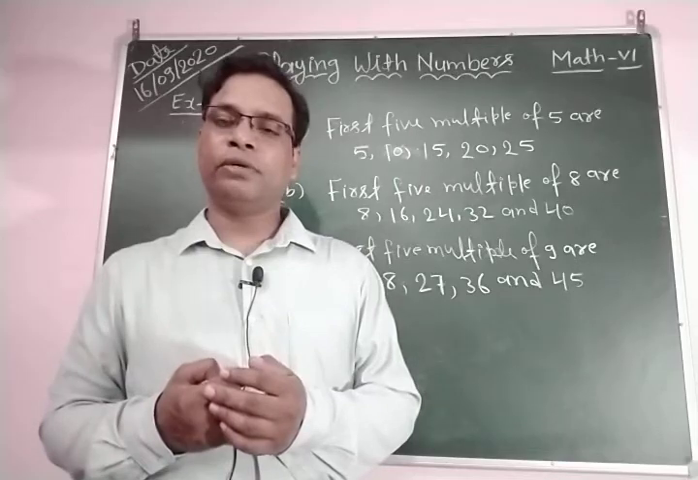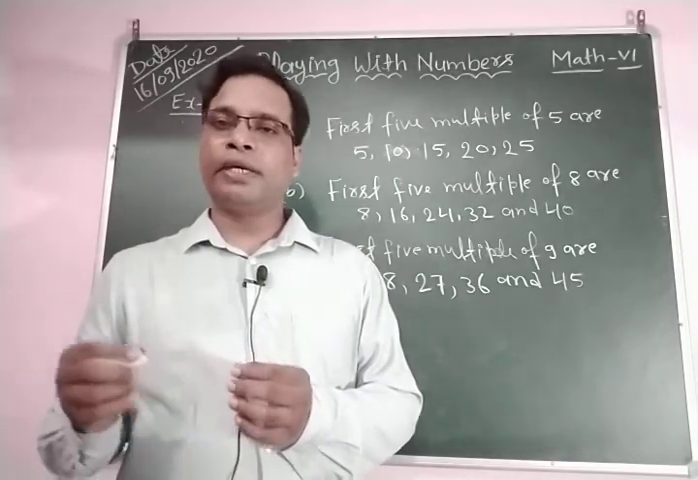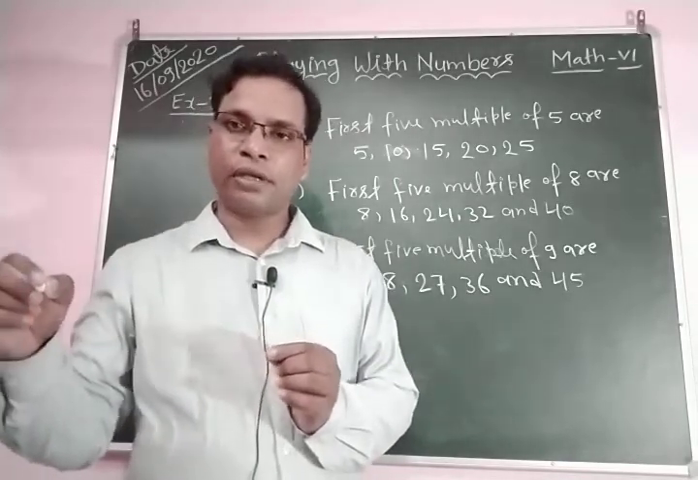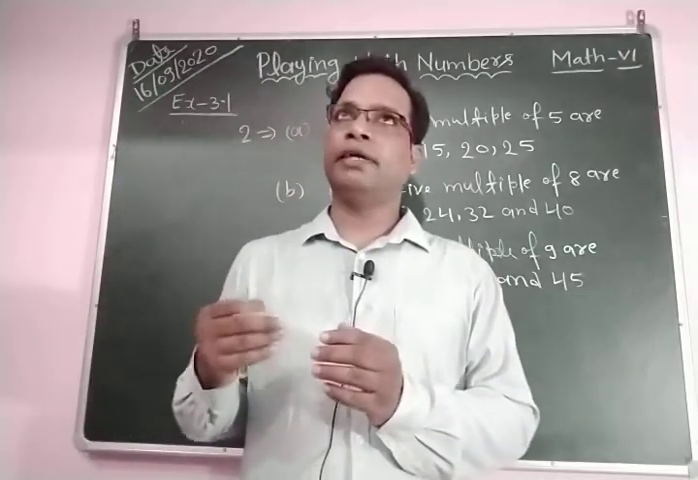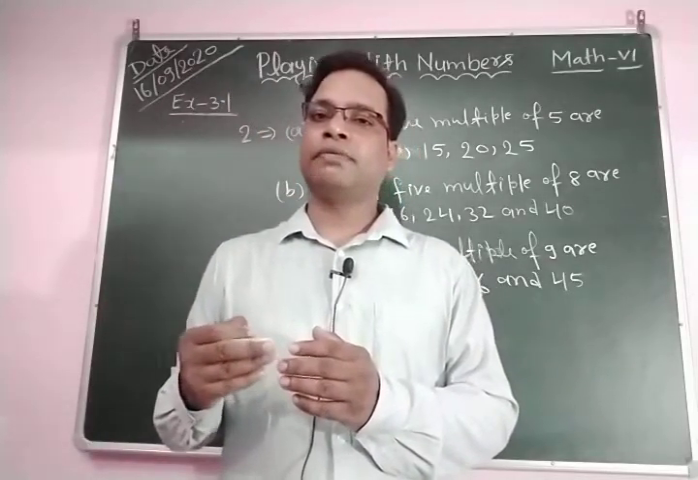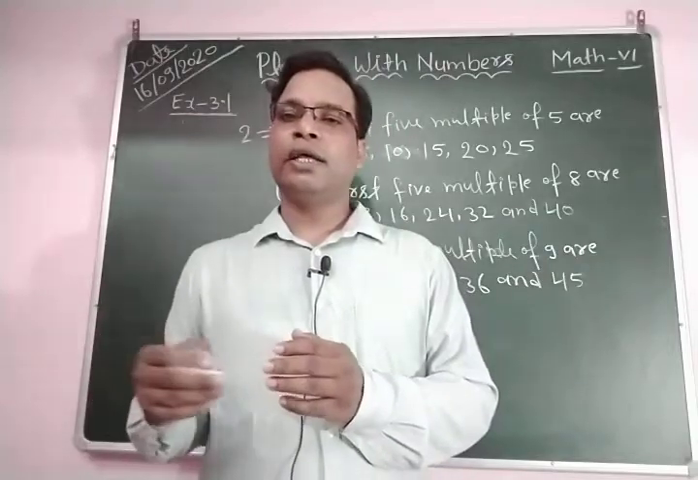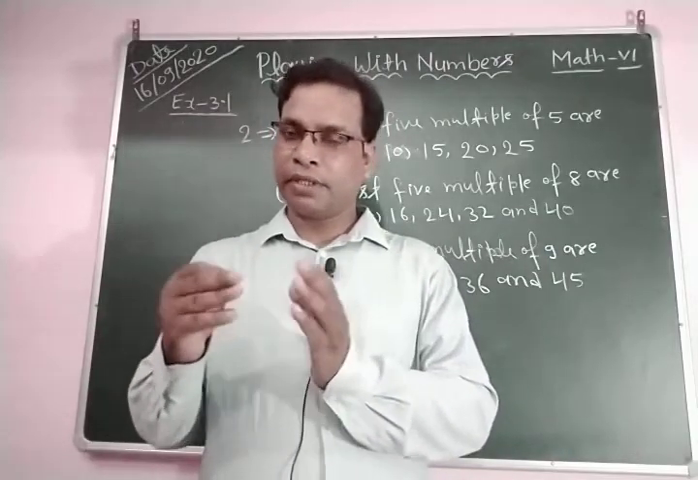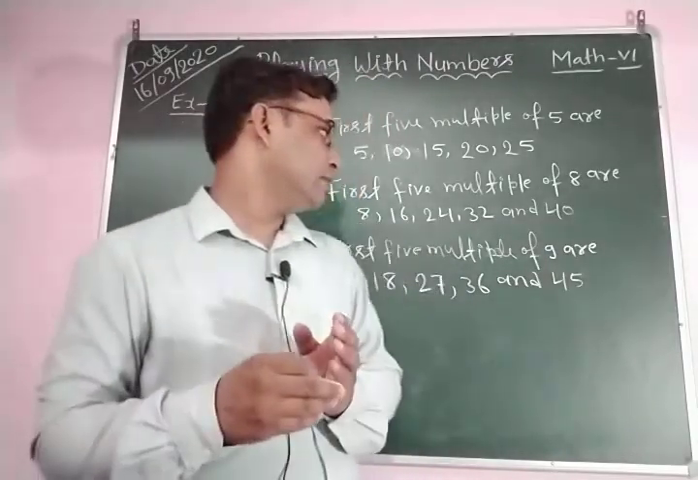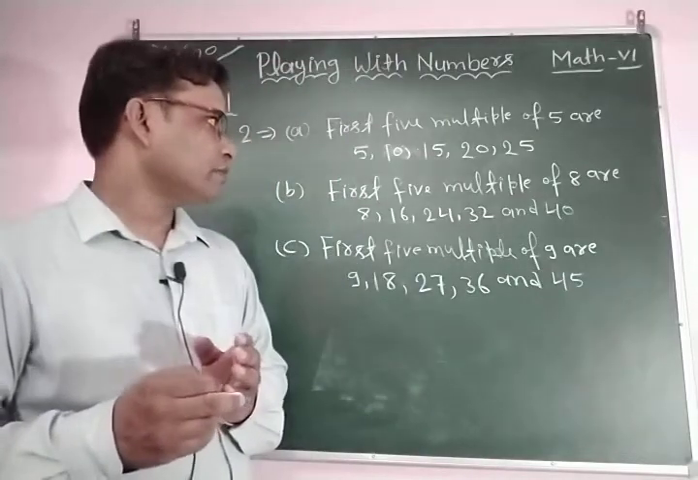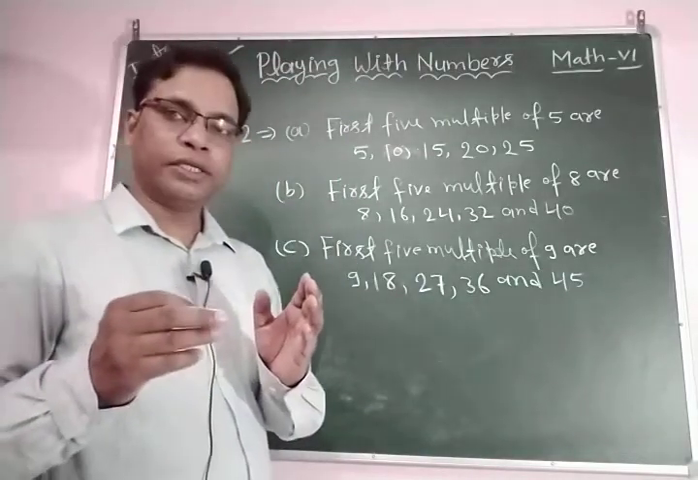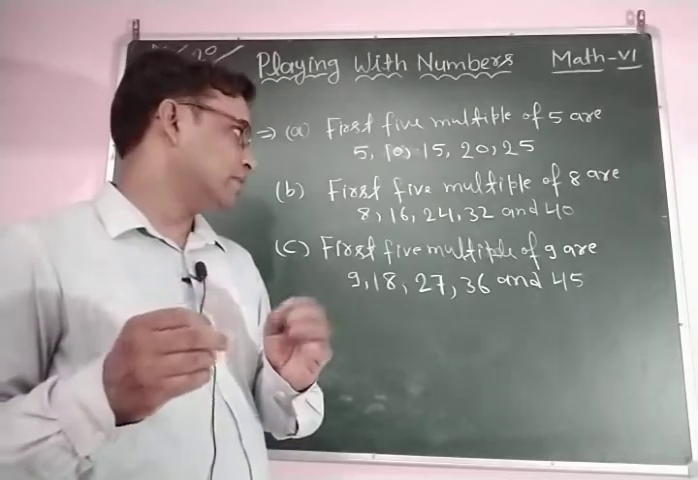If we take any two numbers and find their multiples up to a fixed distance, after 5, after 6, first 5, first 6 and so on, and we find what is common between them, then we can say it is a common multiple of the given numbers.